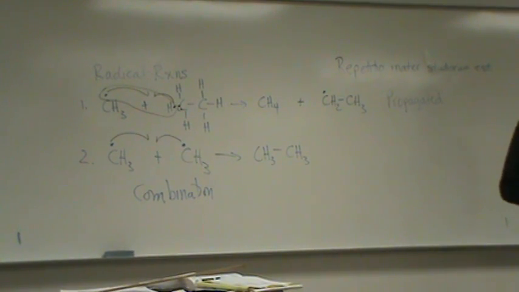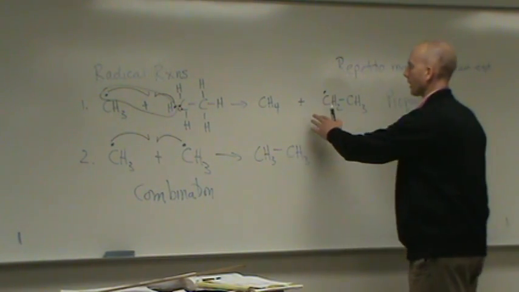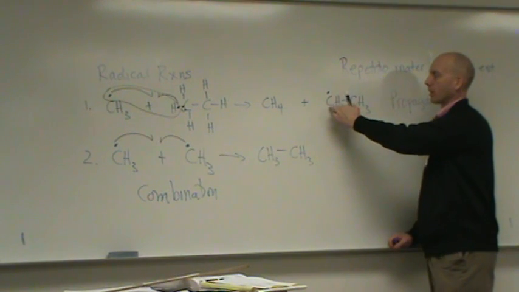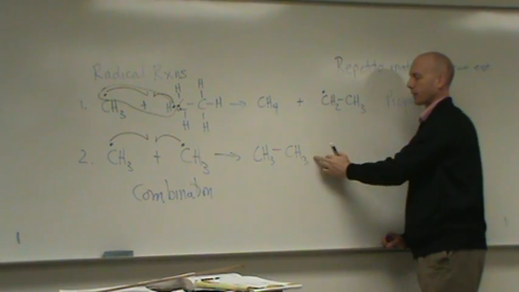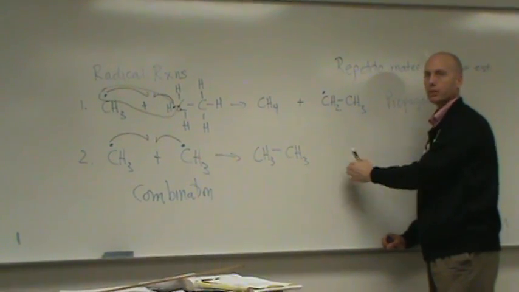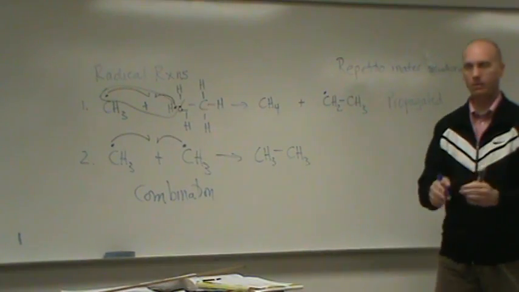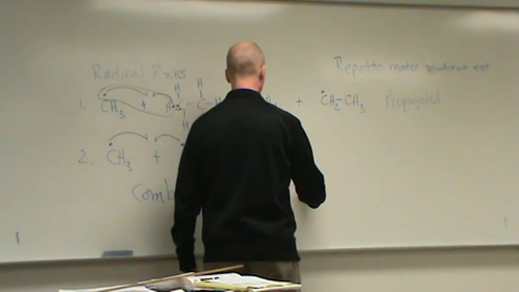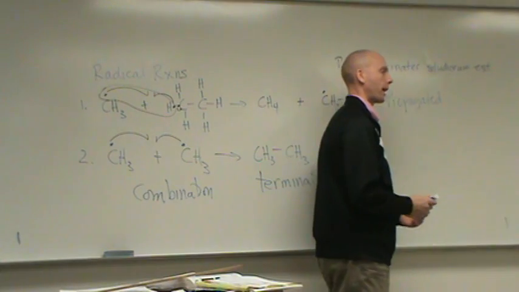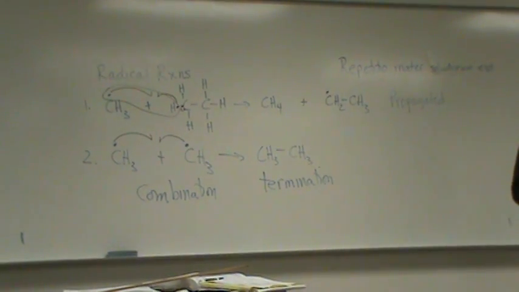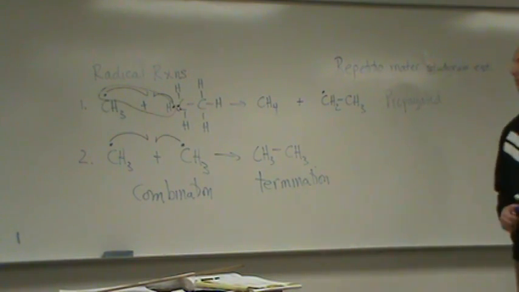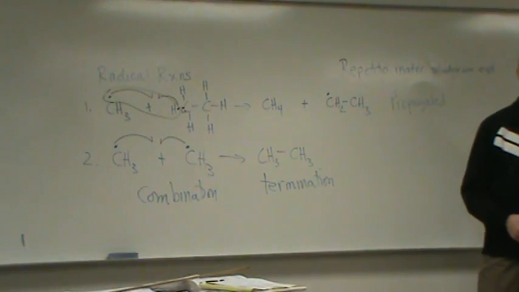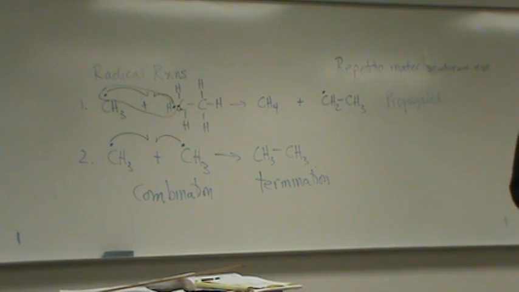What's the main difference between a combination reaction and a hydrogen abstraction? Up here, I still have a radical on this side. Down here, there's no radical. The radical has been what? Terminated. Okay, so we say the radical has undergone a termination. It's been extinguished. It's no more. It's over. In the propagation, I still have a radical over here that can continue on and do some more reactions if it wanted to. It can continue to propagate itself.